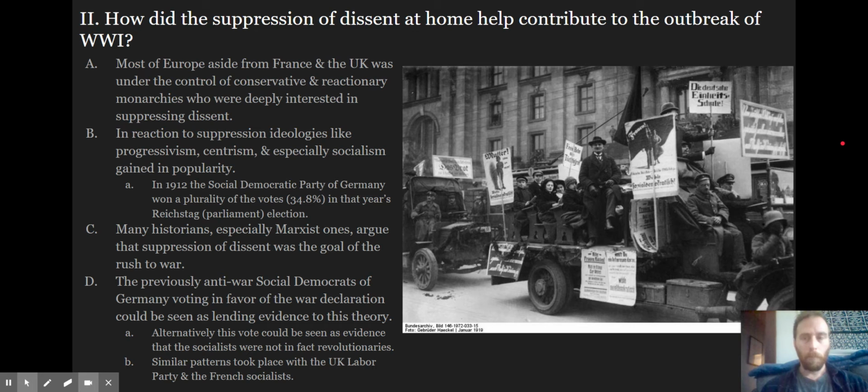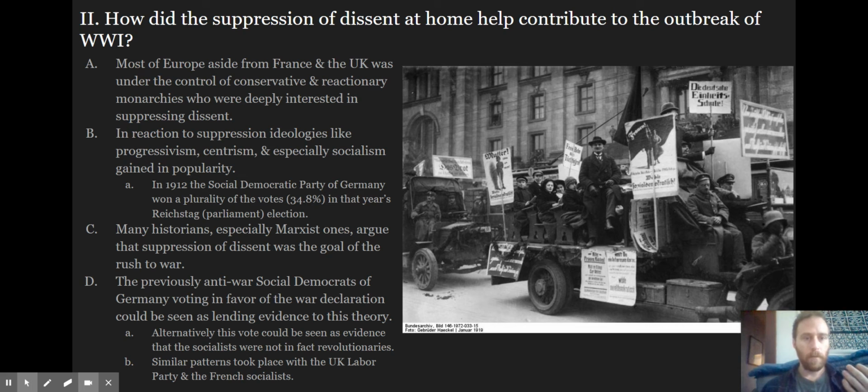Okay, so the second question is, how does the suppression of dissent at home help contribute to the outbreak of World War I? This is a parade of German social democrats after the loss of Germany in World War I. So, spoiler alert, Germany erupts into revolution at the end of World War I, and the socialists take over and institute a democracy.